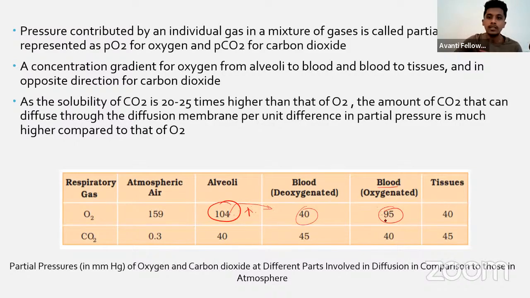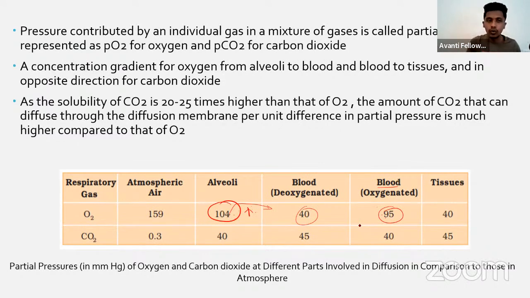Correct? Similarly, see what happens as the blood moves towards the tissue. At the lungs, the red blood cells will pick up the oxygen. From there, it will go to the heart. From the heart, it will go to the body, that is, the tissues.